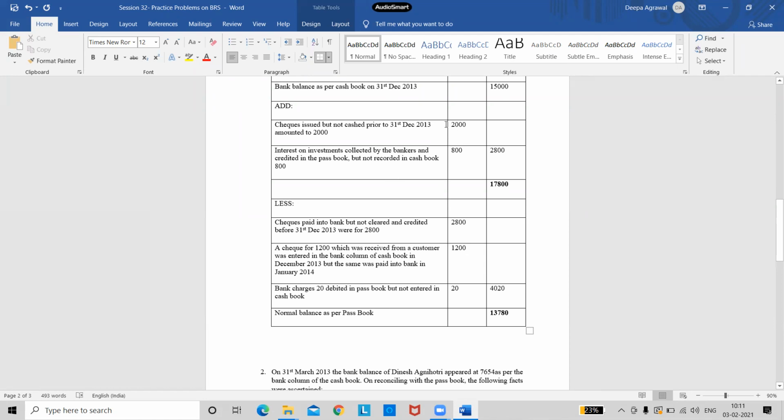So I did this. Two items had to be added. I added them and put it in the outer column. I got my total as 17,800. Now I will take all transactions which are to be deducted in the inner column. I'll put their final total in the outer column and deduct this from 17,800. I got my final balance. My final balance is a positive figure, so it is called normal balance as per passbook. If I would have got a negative figure here, the answer would be overdraft balance as per passbook. And my problem is completed.